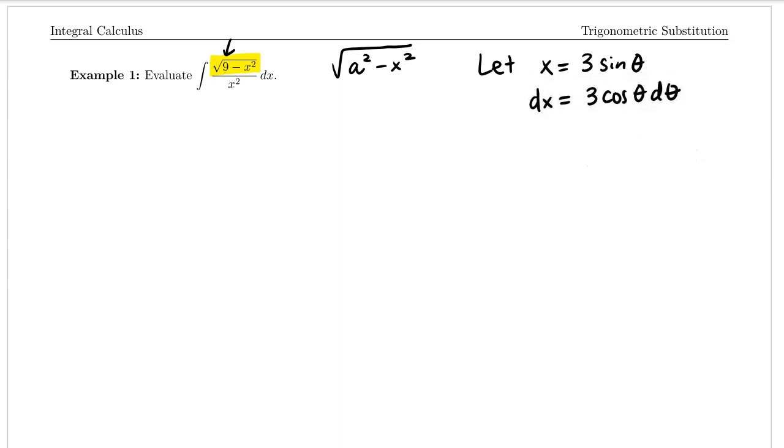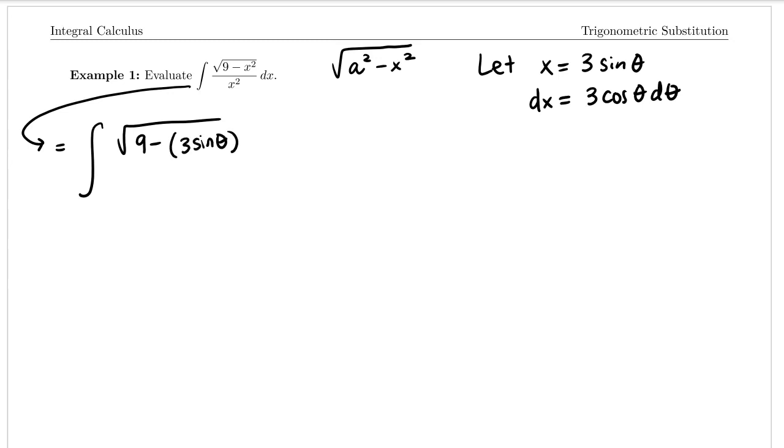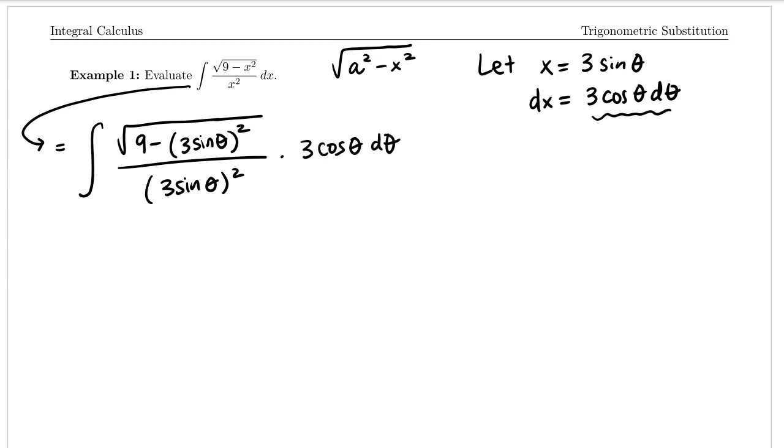And so we'll just stick with x equals 3 sine theta and dx equals 3 cosine theta d theta. So now what we want to do is rewrite our original integral. I'm going to say this integral is equal to the square root of 9 minus (3 sine theta) squared, over (3 sine theta) squared. And then dx is getting replaced with what we found here, so 3 cosine theta d theta.